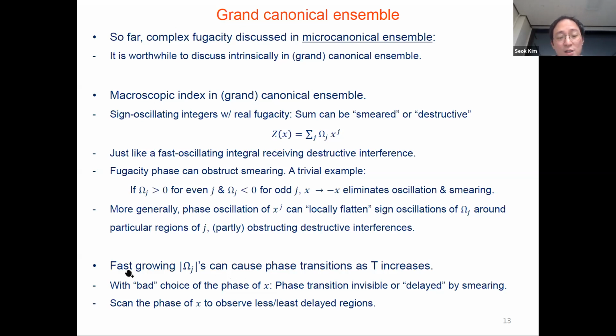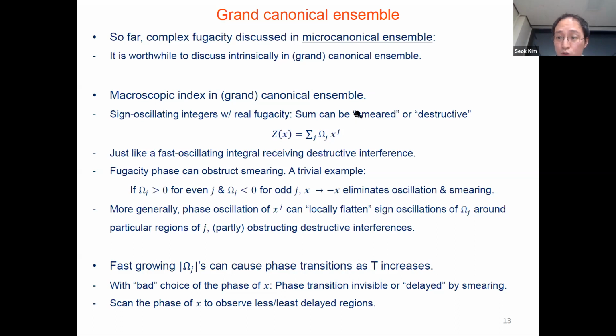And to see, for instance, if you're going to see some interesting phase transitions when increasing the temperature, if omegas are growing fast as a function of energy J, they can cause an interesting phase transition, which will be the Hawking phase transition as you increase the temperature. But if the smearing effect happens, the existing phase transition can apparently be invisible or somewhat delayed due to the smearing effect. So the true Hawking phase transition can happen at a certain temperature, but if you choose a bad value of phase, the apparently visible transition temperature might be higher. It's just apparently looking higher than the true transition temperature because of this unwanted smearing effect.